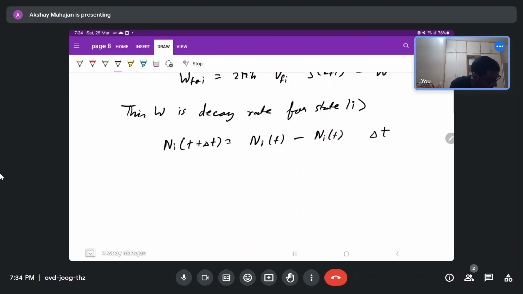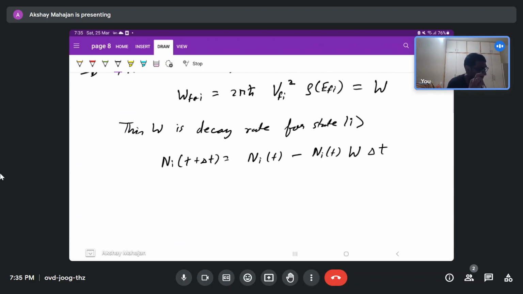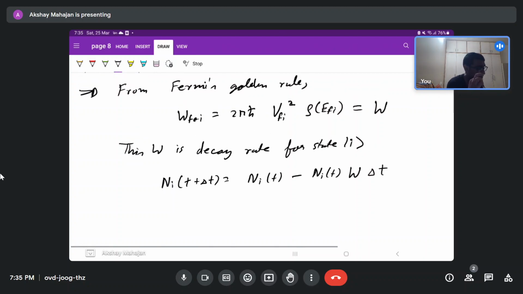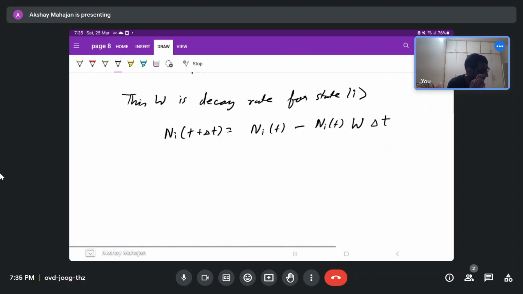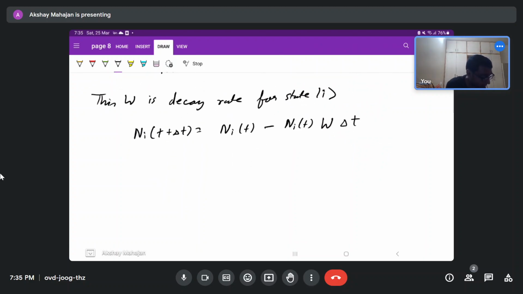This is how the number of systems in the initial state I will change at any time t plus delta t, because we know what it is at t, and the change in delta t will be whatever Ni is times the rate of change, which is minus W, because it is a decay rate. Alright, so we have this.